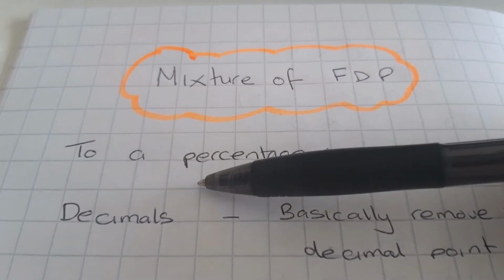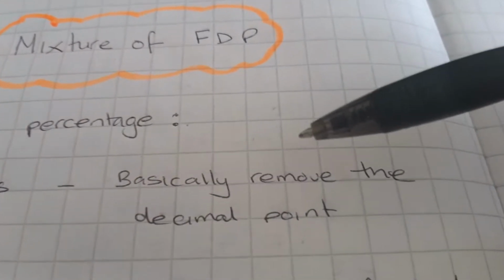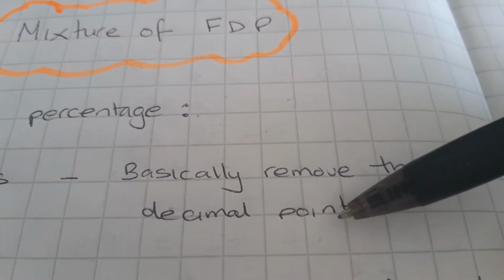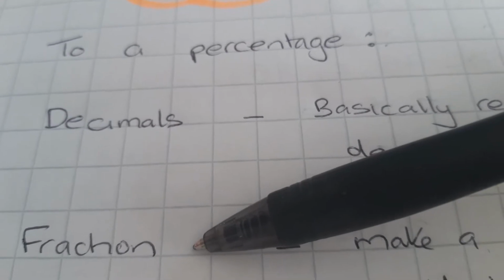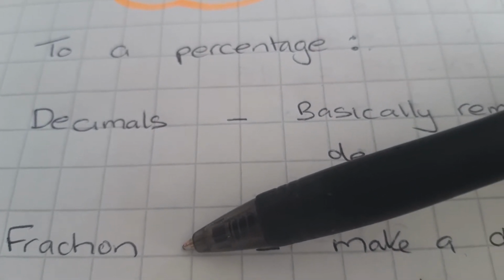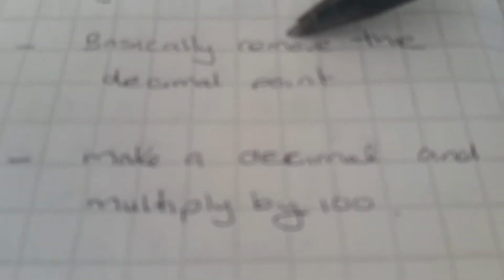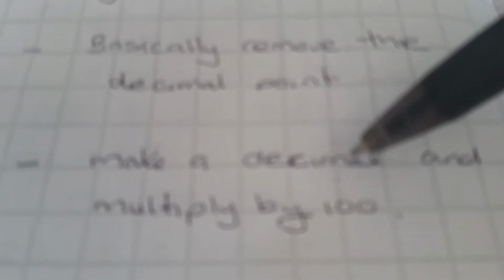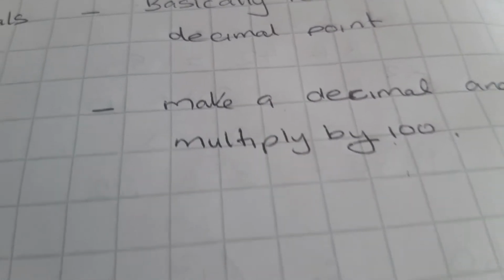So to change into a percentage, you could start with a decimal, and what you do there is you basically remove the decimal point. That's really all you have to do. It's very easy. If you start with a fraction, there are a couple of things you can do. You can multiply it up to make it over 100, or you can simply make it into a decimal by using your calculator and multiply by 100. So probably this is the easiest thing to do, and you will be allowed to use your calculator today.